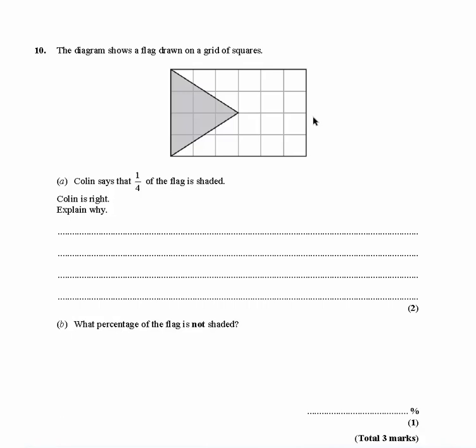The diagram shows a flag drawn on a grid of squares. Colin says that 1/4 of the flag is shaded. Colin is right. Explain why. Well, you've got to find the area of this triangle. Now, what you shouldn't be doing is counting bits of squares and adding it up, because it's not accurate at all. You need to find the area of the triangle.